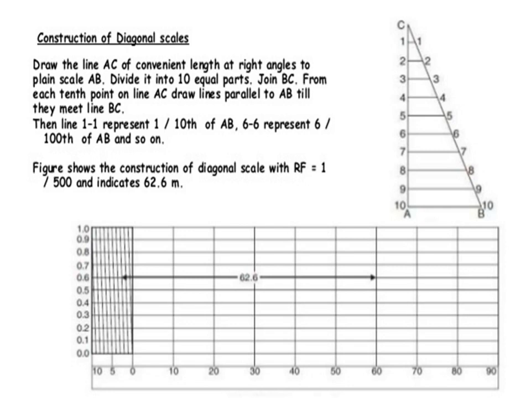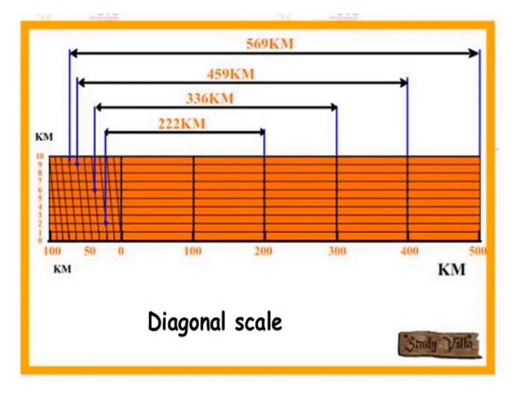Similarly, 1 unit of length on the plan represents some number of the same unit of length on the ground. That is 1:1000. So this is the representative fraction scale, the ratio of map distance to the corresponding ground distance. This slide refers to construction of diagonal scale.